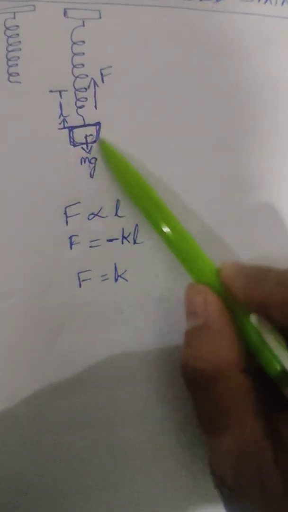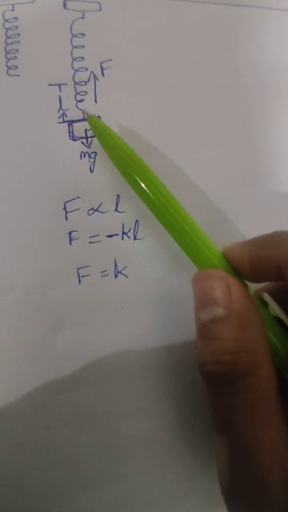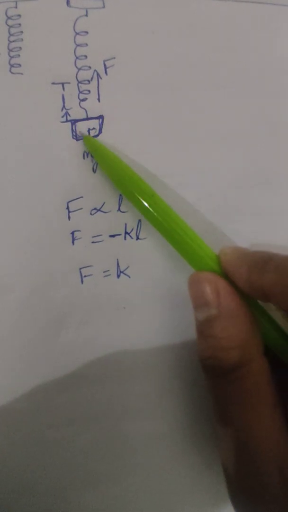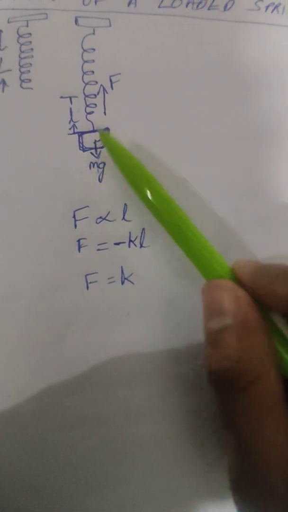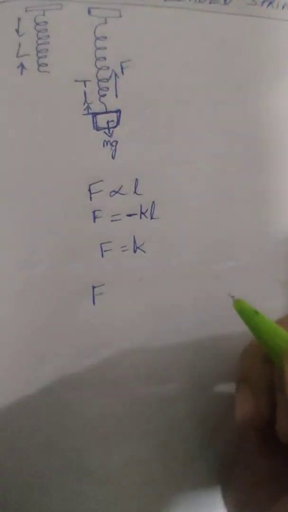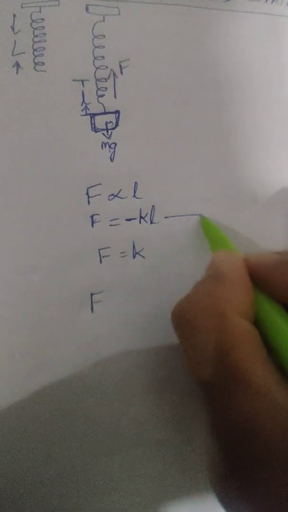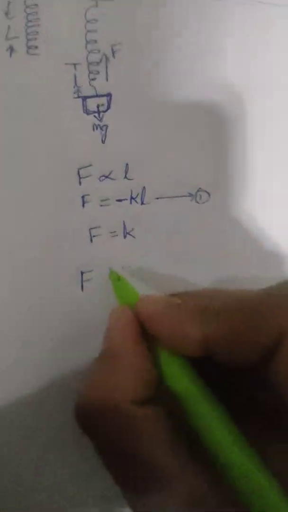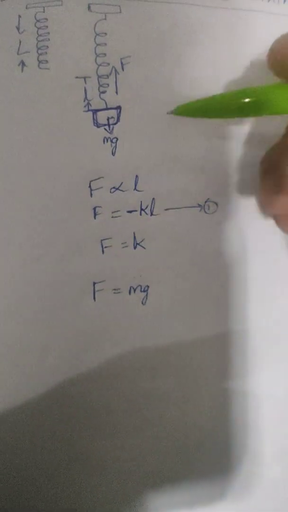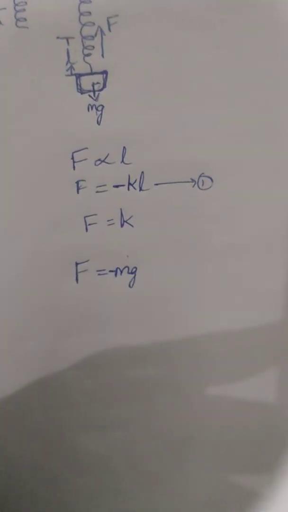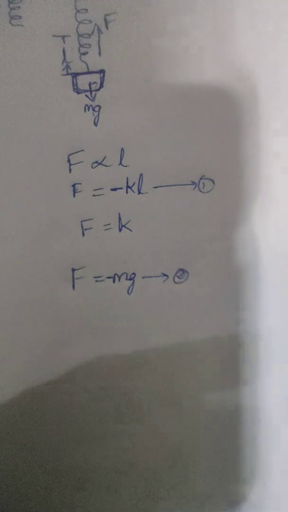The force applied by this object will be its weight, right? The force applied by this object is its weight only, right? So F is equal to minus kl, let's give this equation 1, and the force given by the object to the string will be equal to its weight, right? So the force is mg, but actually, like I said, it is in the opposite direction to the force, so it is negative sign. Now let's give this equation number 2.